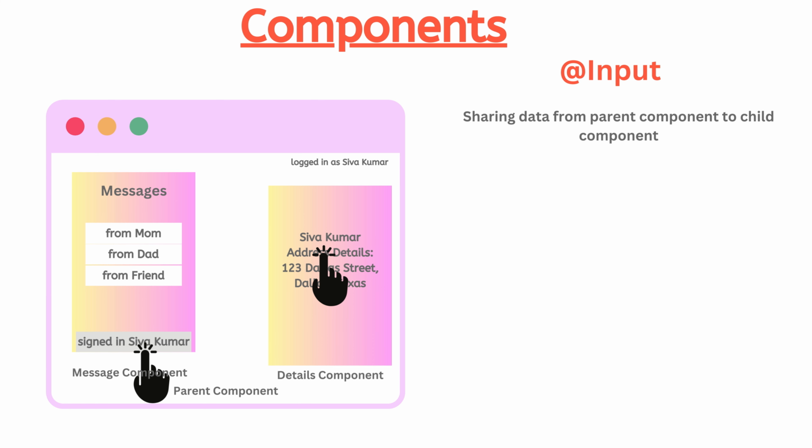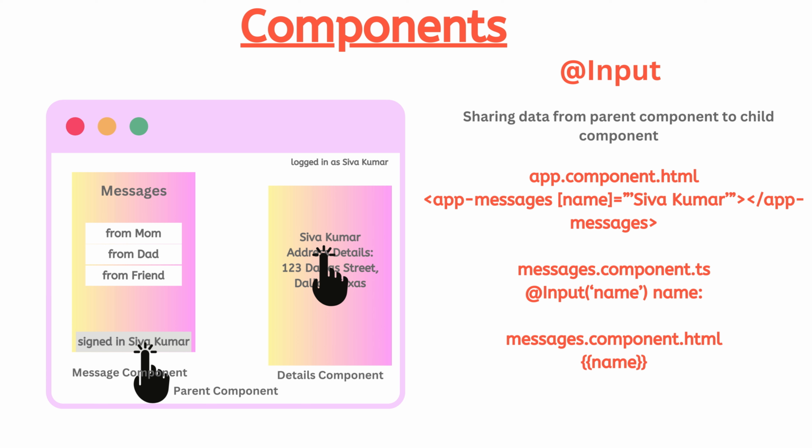So basically, in any Angular application, whatever component you create will go under app.component.html. So that will be the parent by default. In this scenario, we can get hold of the name Shiva Kumar and pass that name from the app component to the message component as well as the details component. So the app component, message component and details component can get hold of the name and display it.